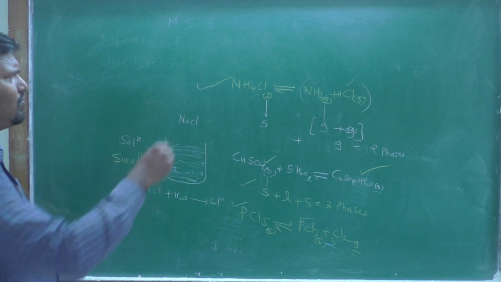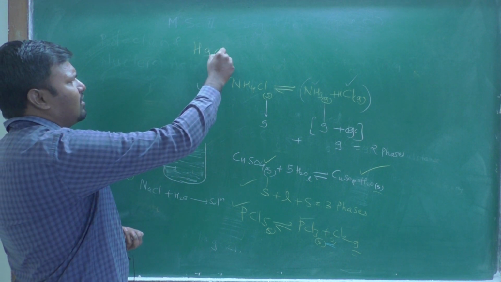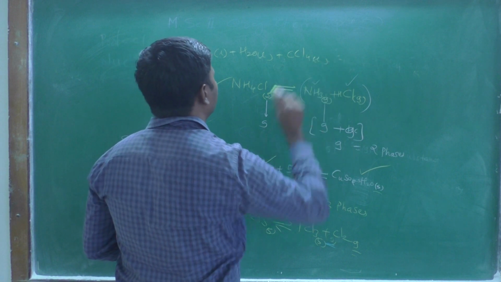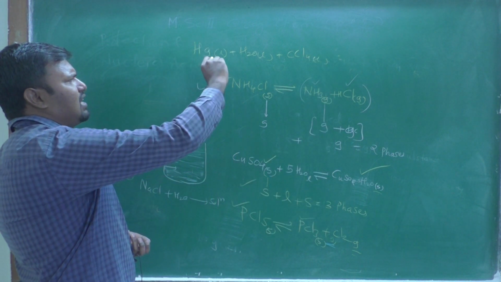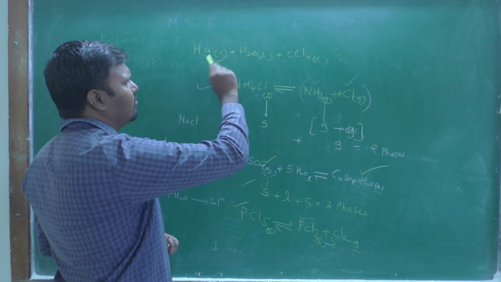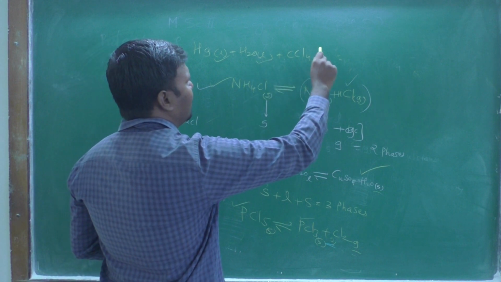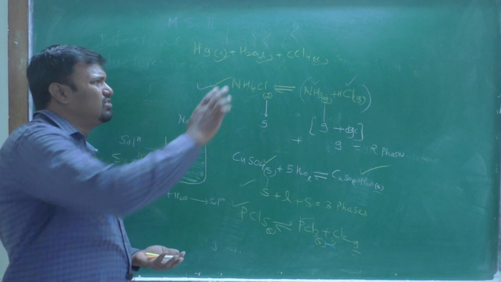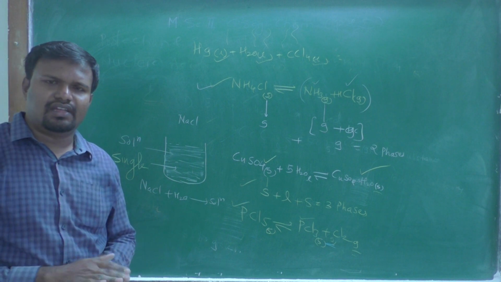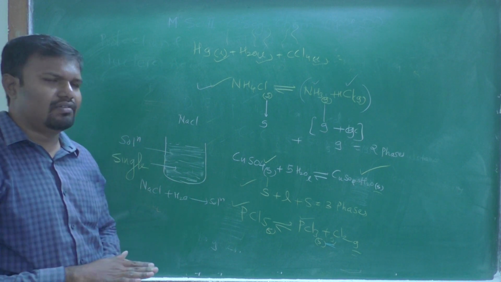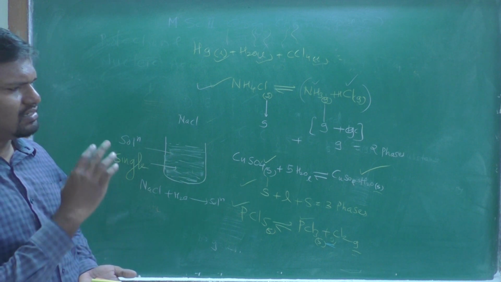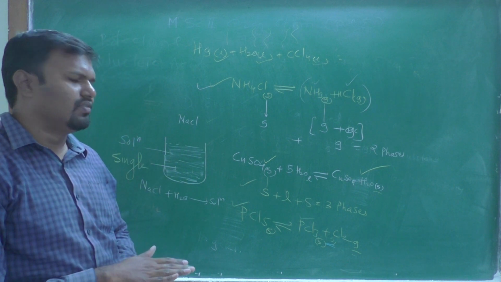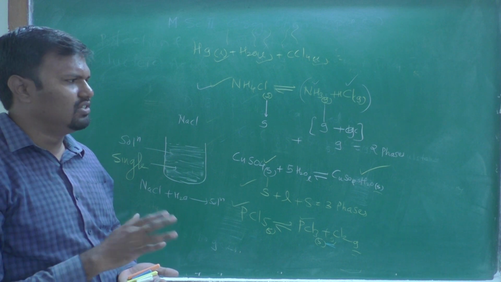Remember that. Suppose we have another example, Hg liquid plus H2O liquid plus CCl4 liquid. All are liquids, and they are not miscible, so the first, second, and third are liquid phases, and the fourth is their vapor forms. Therefore, in this case it is a four phase system. Like that, by using the rules we can predict how many phases are present in a system.